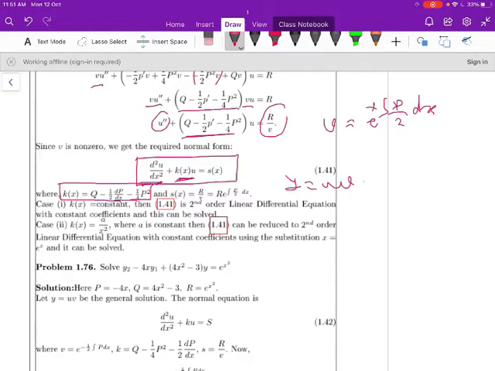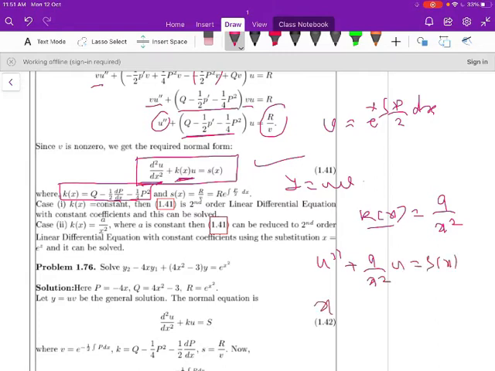If k of x is constant, then equation 1.41 becomes a second order differential equation with constant coefficients. Easily that can be solved. Already we discussed solutions of linear differential equations with constant coefficients. If it is k of x, maybe the function of x, that is always constant or a by x square. Either there are two cases: k of x may be constant or of the a by x square form. If it is of a by x square form, u double dash plus a by x square into u is equal to s of x.